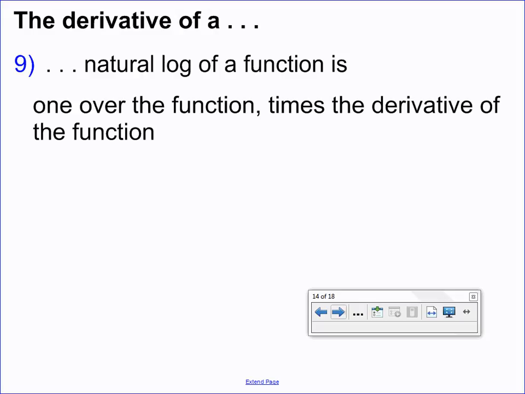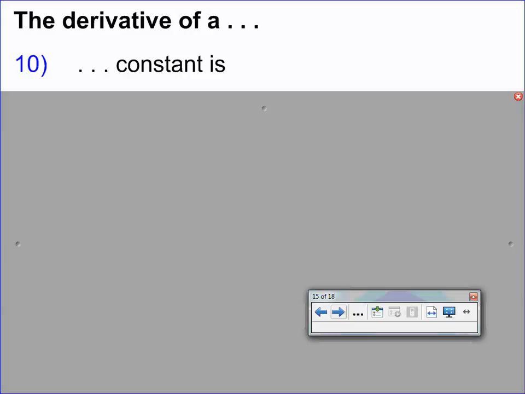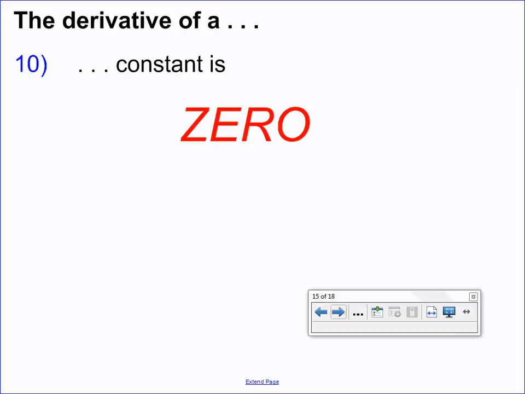And last but not least, the derivative of any constant is 0, right? There's plus 1 for sure on your quiz, right? The derivative of a constant is 0. Yes.